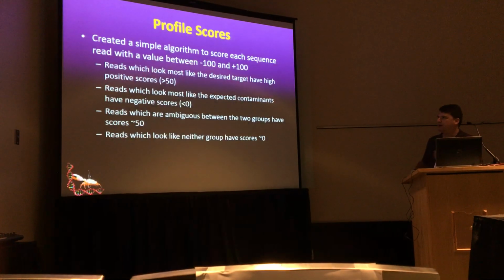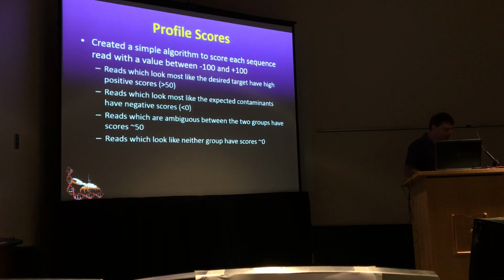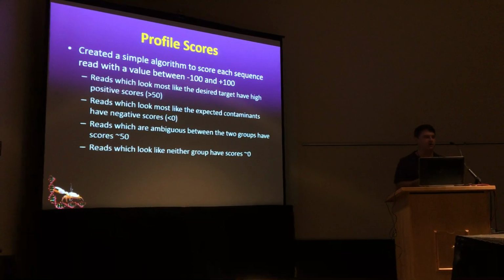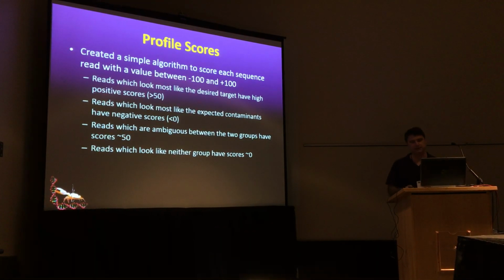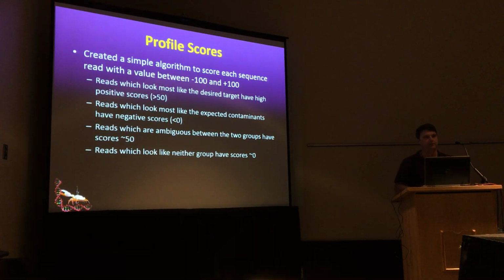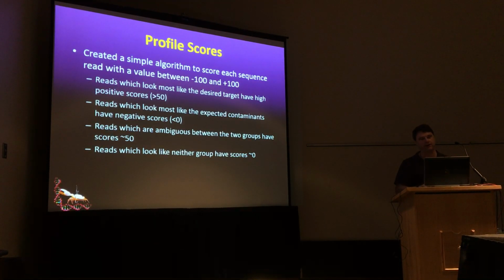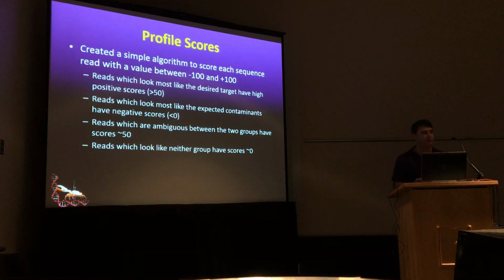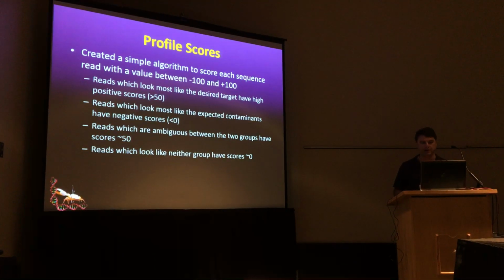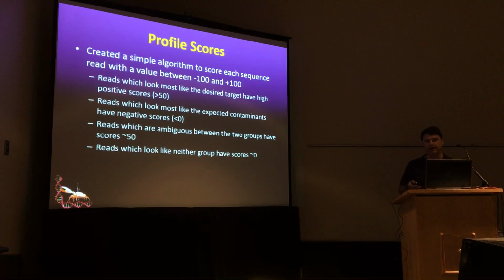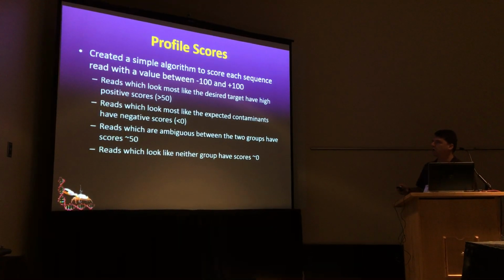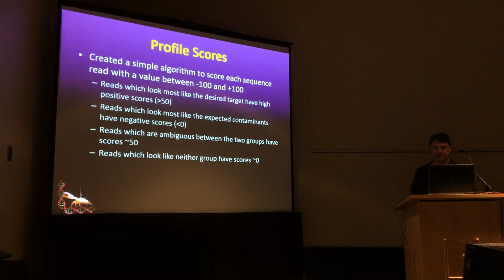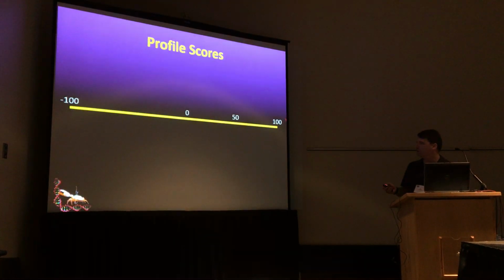Then I developed a score, and the scoring system is very, very simple. It's just algebraic. There's no hidden Markov model. There's no Bayesian anything. Basically, you take an unknown read and look at all the K-mers in that read, and you ask: are the K-mers in the target group, are they in the contaminant group, are they in both, or are they in neither? So the four possibilities. And you just algebraically add that up and rescale it. We end up with a score that ranges from 100 to negative 100. Basically, reads which look more like the desired target should have high positive scores.